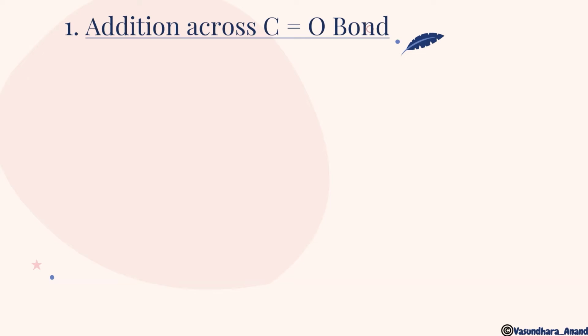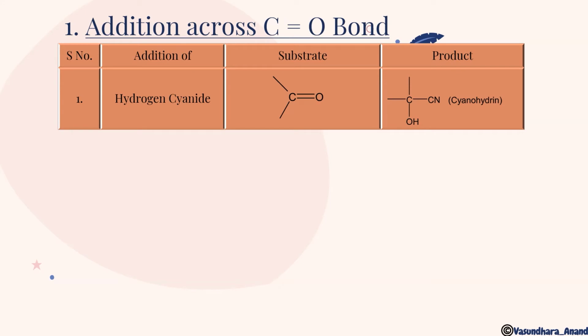How is this bond going to break and which group will attach? In this, the first is hydrogen cyanide, HCN. When it breaks, it will give CN minus and H plus. This bond shifts and generates a negative charge over here and a positive charge over here. So the positive part of this compound will attach to the negative oxygen, and the negative part will attach to the carbon. So this will form.